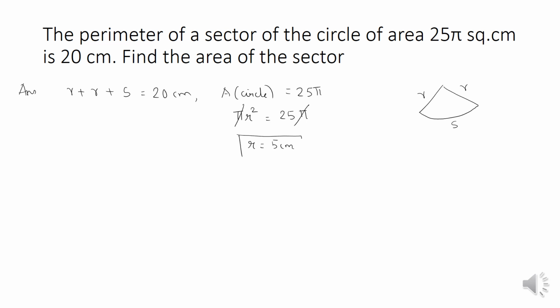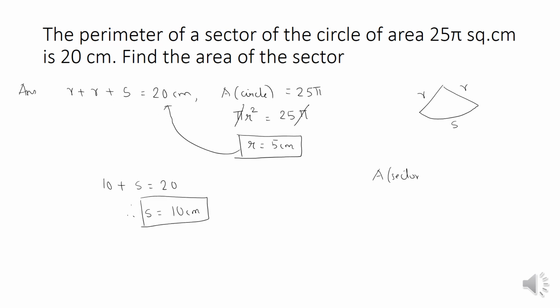centimeter. Now the moment I know R, I can substitute here to get S. So it will be 10 plus S is equal to 20. Therefore, I'll get S as 10 centimeter. Correct? Now you know the formula of area of sector. Area of sector formula is half r square theta, that is r into r theta. What is r given to you? 5. And what is r theta? S. What is S? 10. Correct? So it comes out to be 25 centimeter square. So area of sector comes out to be 25 centimeter square.